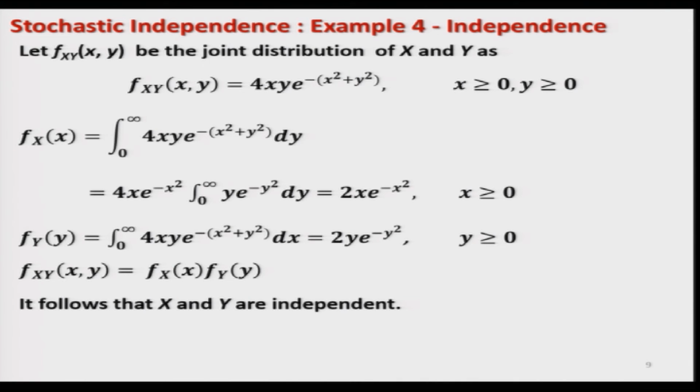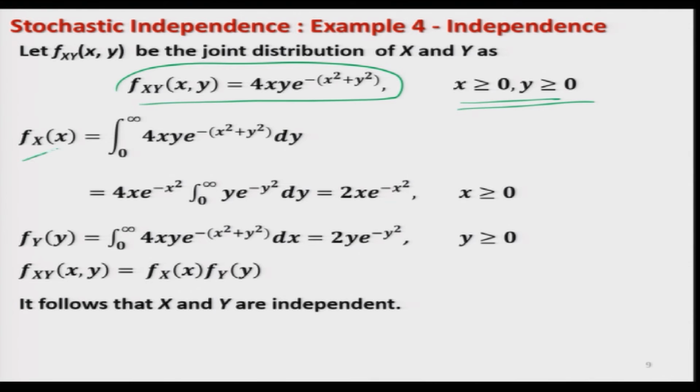So, suppose the joint PDF of two random variables x and y is given by 4xy exponential of minus (x square plus y square), where x and y both lie between 0 and infinity. Now, let us find the marginal distributions of x and y.